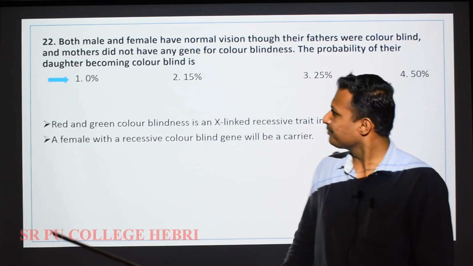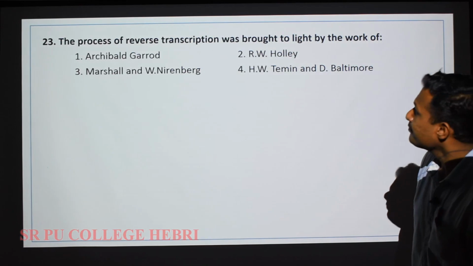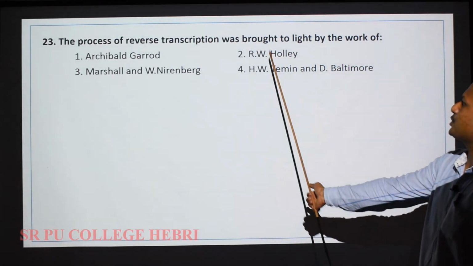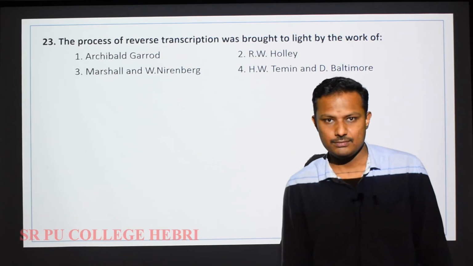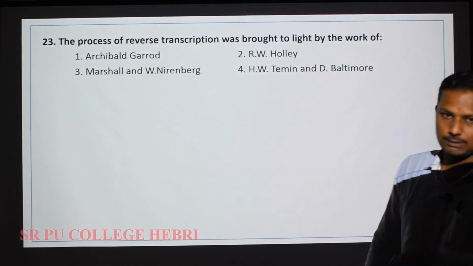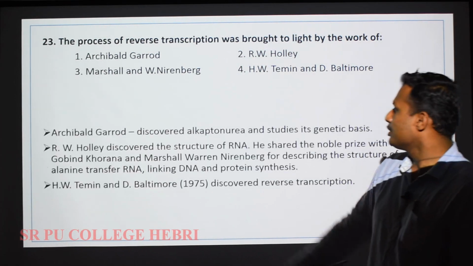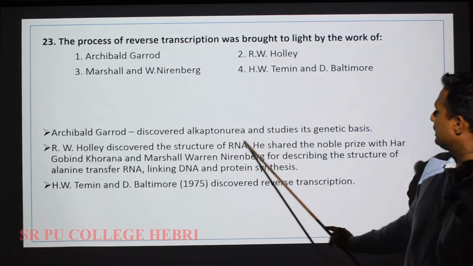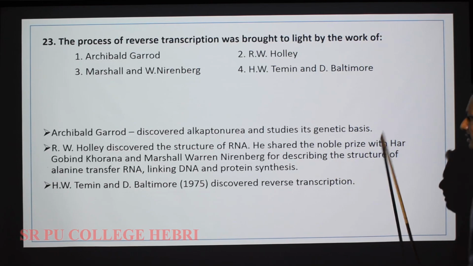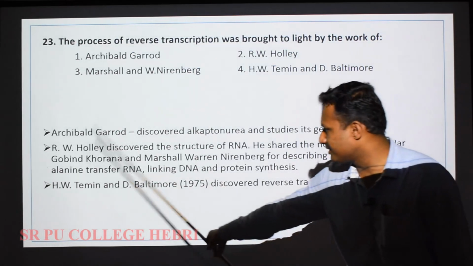Is that clear? Now going to the 23rd one: the process of reverse transcription was brought to light by the work of... See, it is a direct question. You need to remember the name of the scientist here. Archibald Garrod discovered alkaptonuria and studied its genetic basis, the genetic basis of the disease.